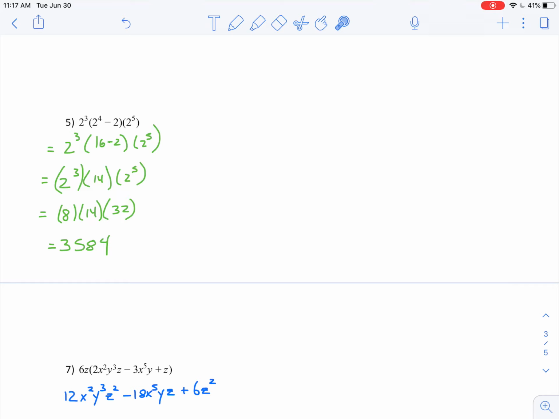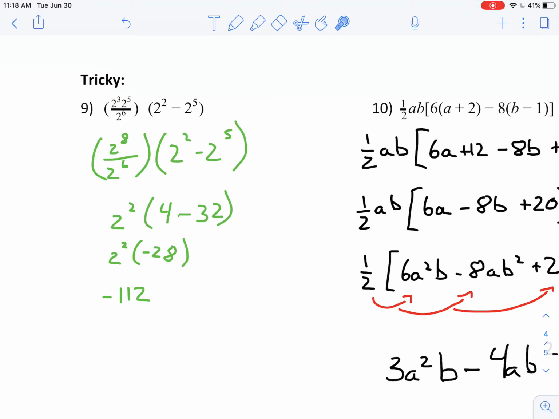We have some tricky examples here. Again, I'm just going to break it down before we evaluate, because one thing we could do is raise everything to the powers here and get really big numbers, but we don't want to do that because we know how to use exponent rules. I have 2 to the power of 3 times 2 to the power of 5, all divided by 2 to the power of 6. And that whole thing is multiplied by 2 squared minus 2 to the power of 5.